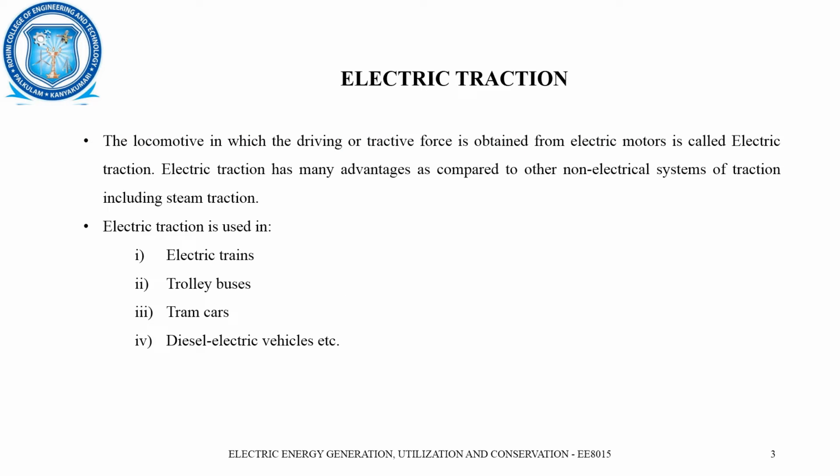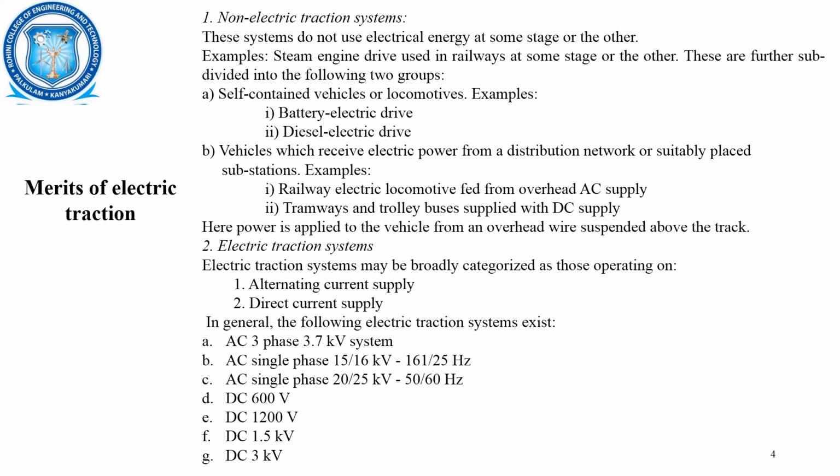We know the locomotive in which the driving or tractive force is obtained from electric motors is called electric traction. Actually, electric traction has many advantages when compared to non-electrical systems of traction, which include steam traction itself. Electric traction is used in electric trains, trolley buses, tram cars, diesel electric vehicles, etc. Now, what are the merits of electric traction?